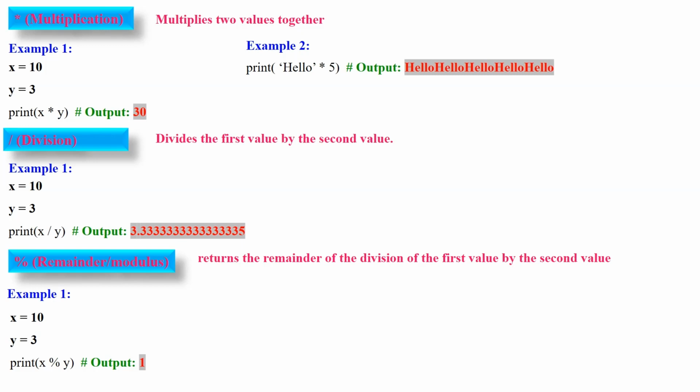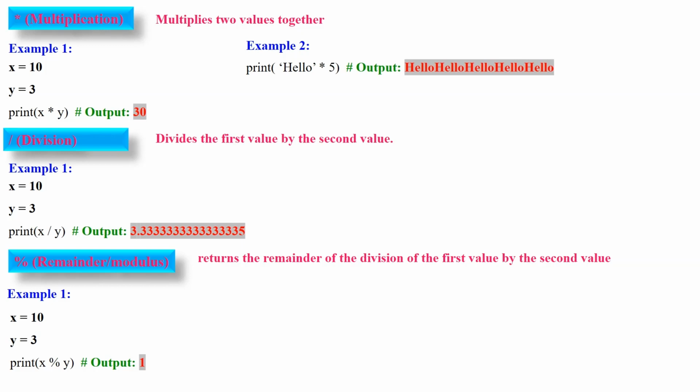In example 2 of multiplication, we have string multiplication. Here, the code print, hello asterisk 5, uses the asterisk operator to repeat the string hello 5 times and then prints the result. The string hello is multiplied by 5 using the asterisk operator. This operation results in the string being repeated 5 times, generating hello hello hello hello hello as output.